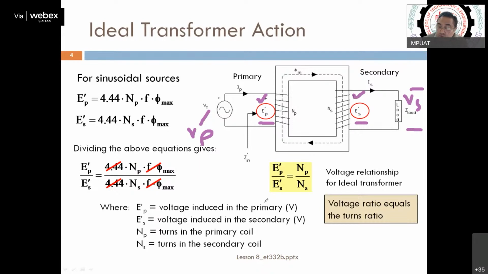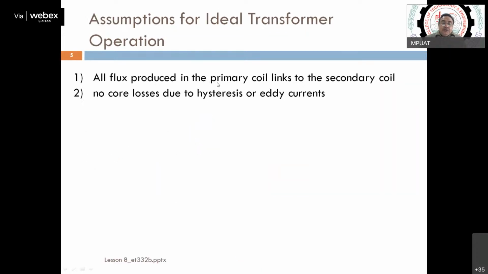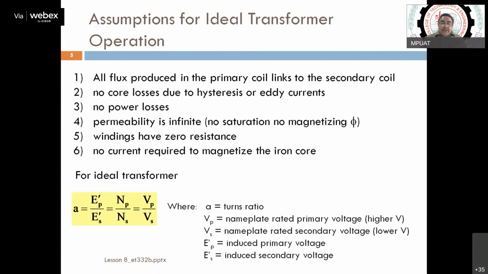Now there is no doubt, no confusion about what EP is and what VP is. VP and EP are two different things, but in an ideal transformer, both are equal. Similarly, VS and ES dash are different terms, but in an ideal transformer they are equal. So we can also say that the turn ratio is equal to the rated primary voltage upon the rated secondary voltage. So this VP and VS are called the rated primary voltage and rated secondary voltage.